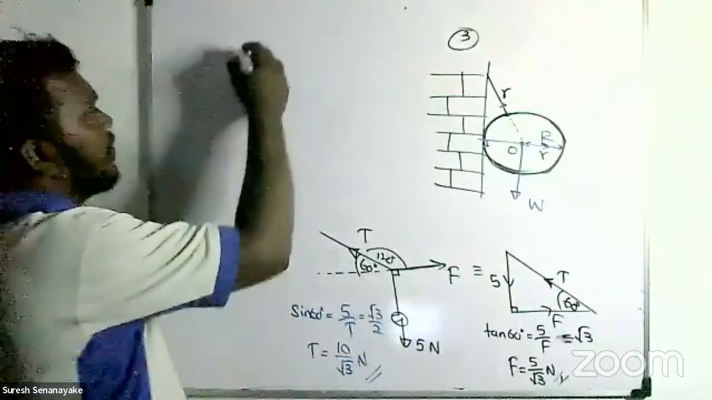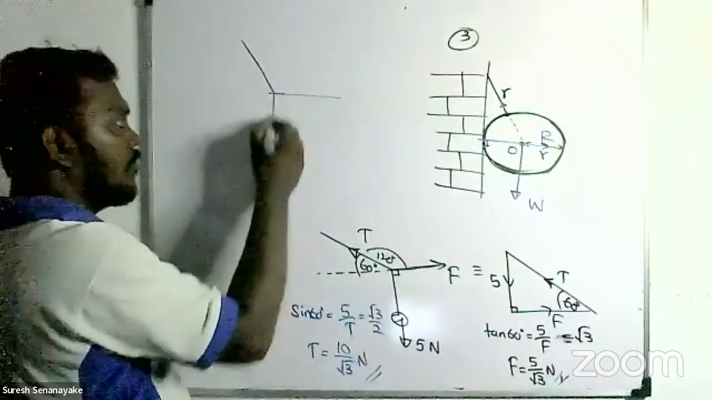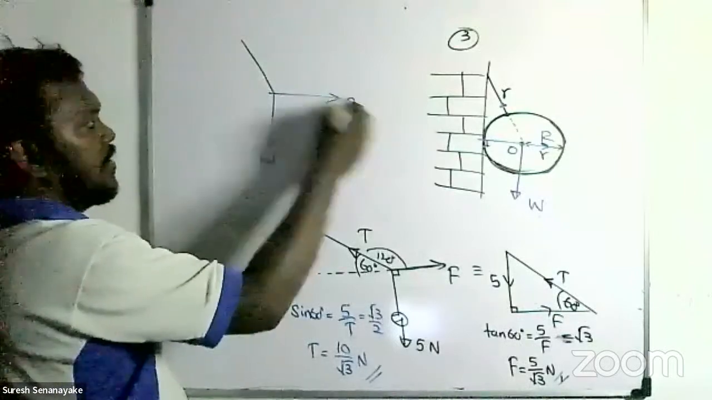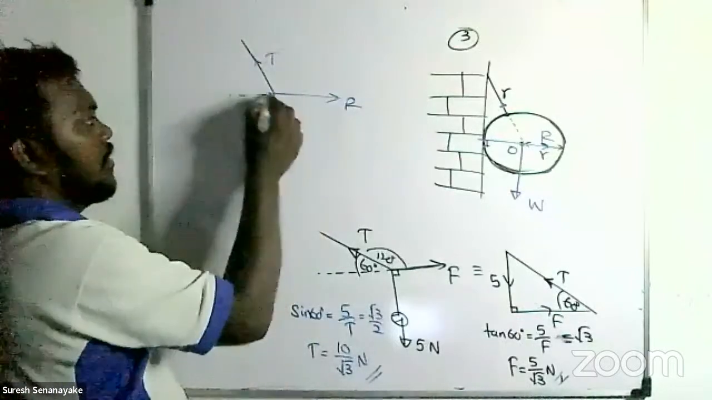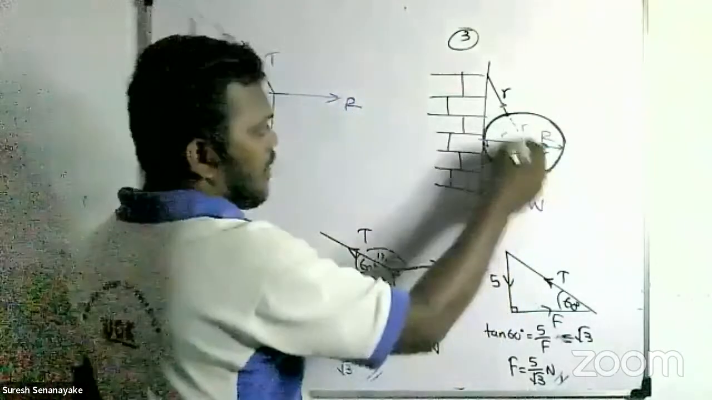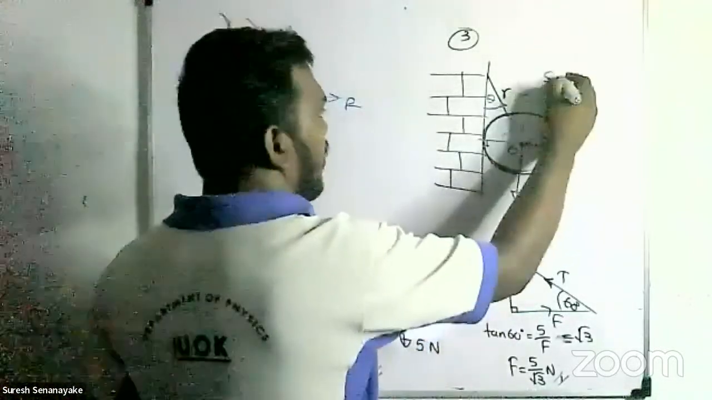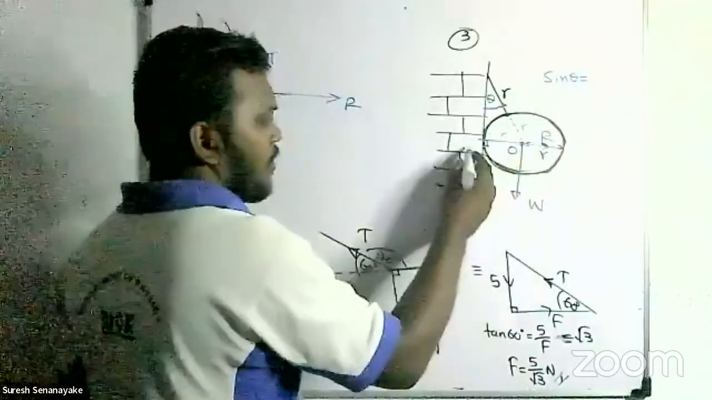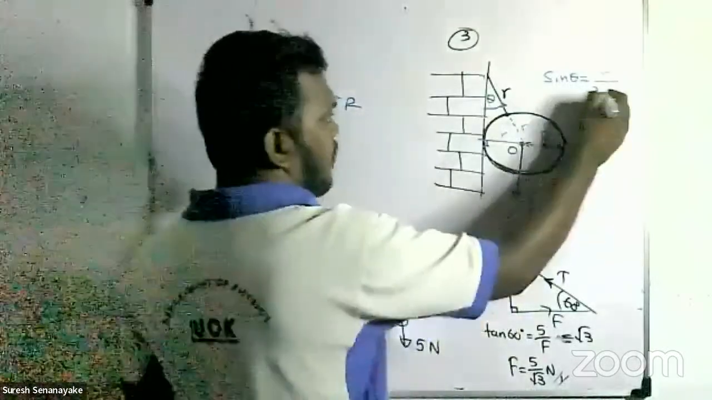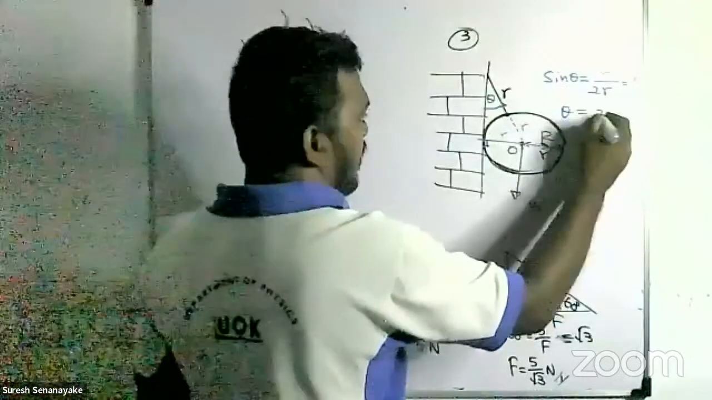If we draw these three lines of action, you can write it like this: the normal reaction, the tension, and the weight. This distance is R, this is also R, so the hypotenuse is 2R. Let's say this angle is theta. So you can write sine theta equals R divided by the hypotenuse 2R. So sine theta is half, and theta is 30 degrees.